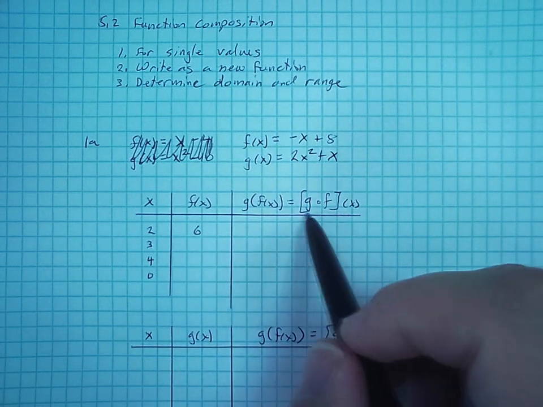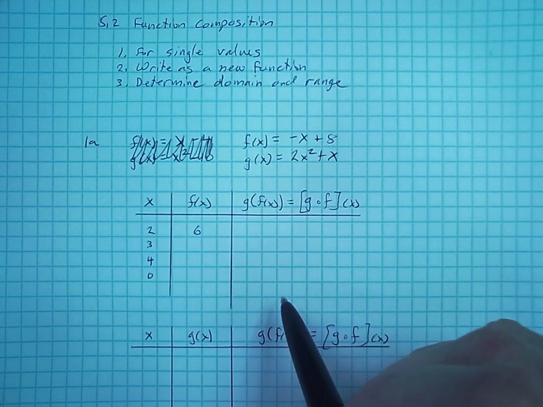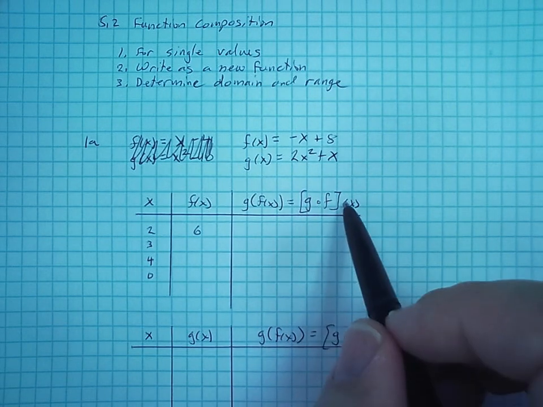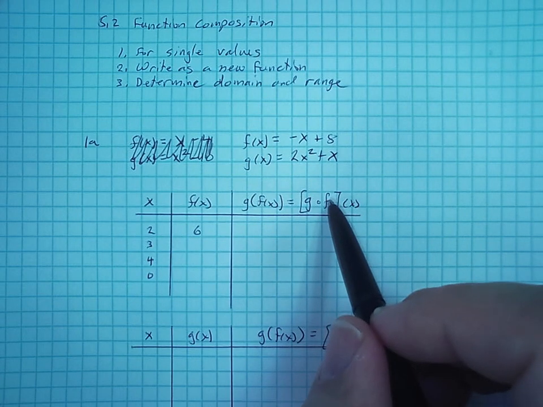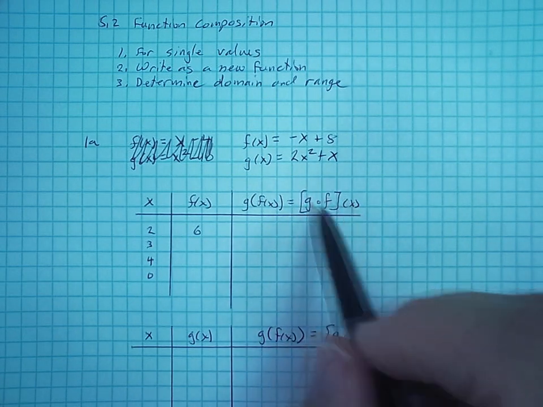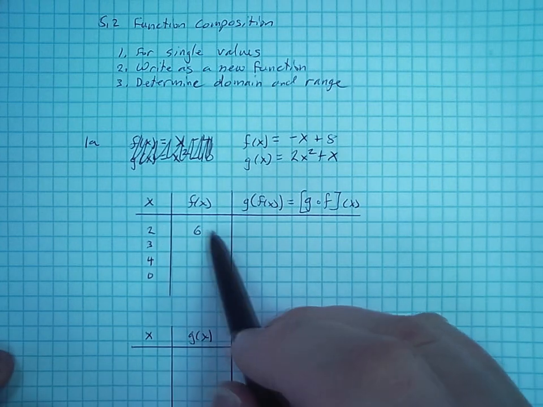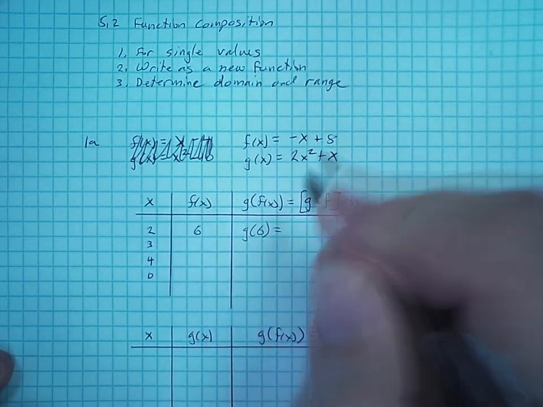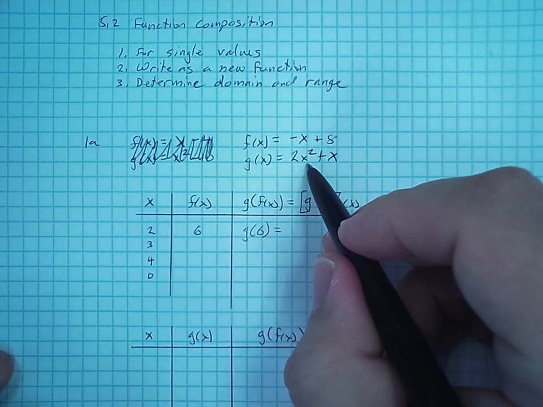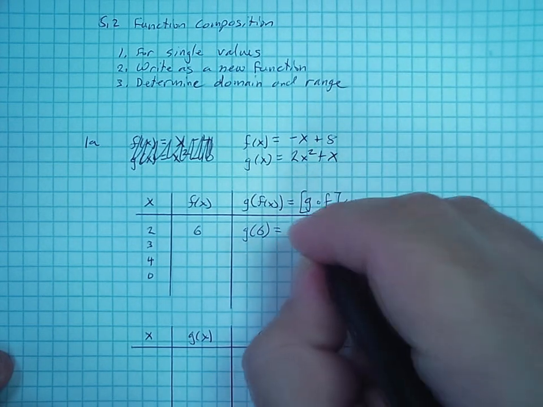Make sure you do that right to left. You take x and you stick it into f, and then you take f and stick it into g. Which really is the way that we do our functions. We take this number on the right and we stick it into the function. So it's an extension of that. But I take the 2, I stick it into f, I get 6. So this is g of 6. If I stick 6 in here, I get 2 times 36, which is 72, plus 6 is 78.